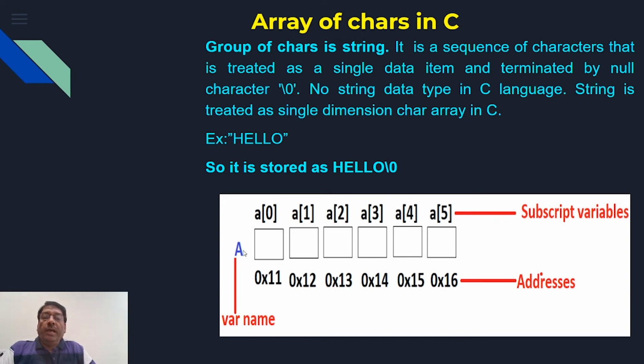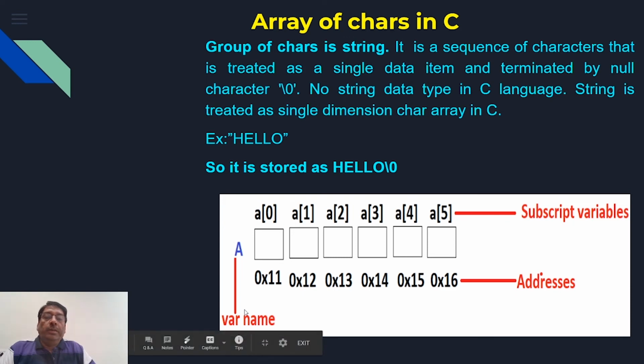So if you say an array of 6, this is how your array is created, wherein you will have the subscript variables for each of these elements, and then you can have some address for each of these memory locations and so on.